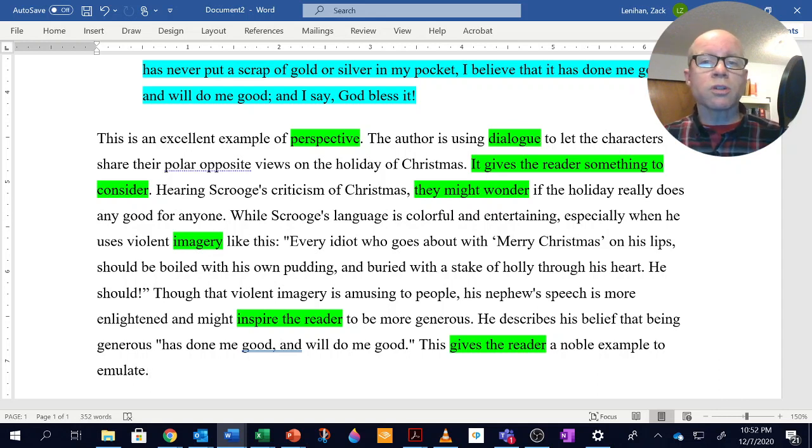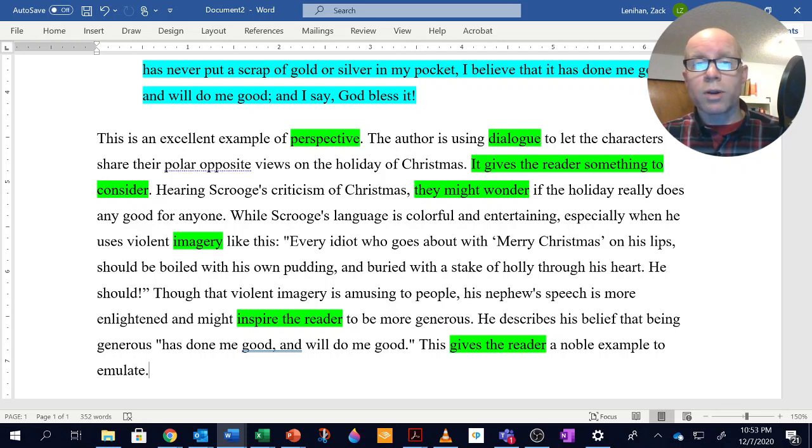While Scrooge's language is colorful and entertaining, especially when he uses violent imagery like this, "every idiot who goes about with Merry Christmas on his lips should be boiled with his own pudding, and buried with a stake of holly through his heart. He should." Though that violent imagery is amusing to people, his nephew's speech is more enlightened and might inspire the reader to be more generous. He describes his belief that being generous "has done me good and will do me good." This gives the reader a noble example to emulate.